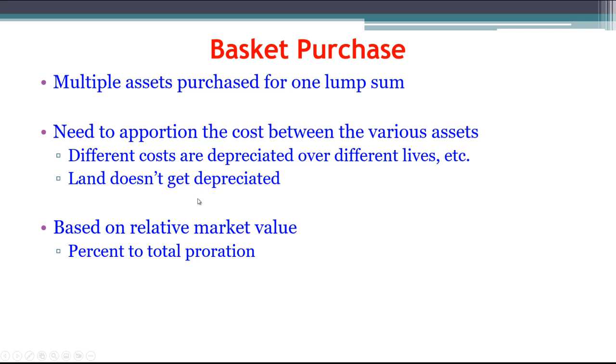Now the way we do this, since we don't know the actual cost, we can identify, hopefully, what the fair market value of each asset is, and then base our cost on its relative market value. In other words, the percentage of this one asset's fair market value compared to the total fair market value of all the assets that we purchased. So it's a percent to total proration.